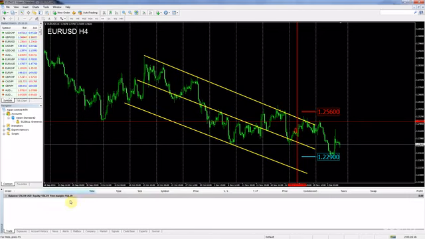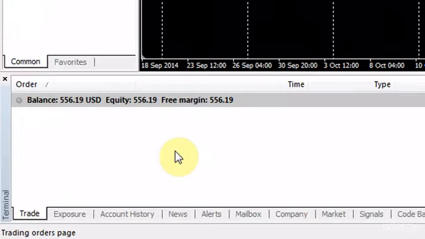So right away, let's look at the bottom left corner of our MetaTrader 4 terminal. In the trade tab, we can see that our current account balance is $556.19. And that's great news. That means that our sell order was closed at a profit and we earned $56 on that trade.